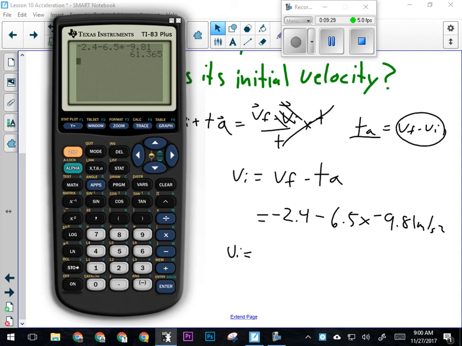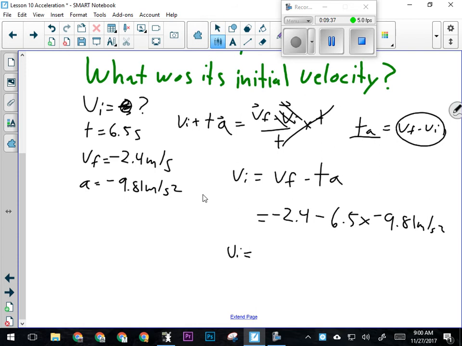So it's saying that the initial velocity of the object was 61.37 meters per second up. For now, two decimal places will be good enough.